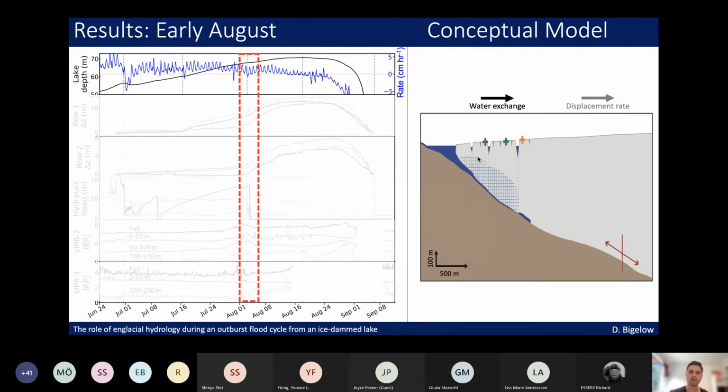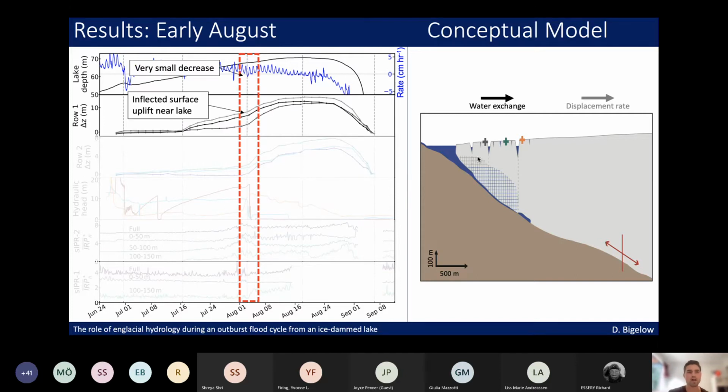Once again, we have another similar event in early August. This time we can see the data in a lot more sensors. You can see that we had a very small decrease in the water level, as well as an inflection again in the surface uplift near the lake. So that's this gray one. Next, a little bit further from the lake, we have more surface uplift noted from the feature tracking software and the photos.